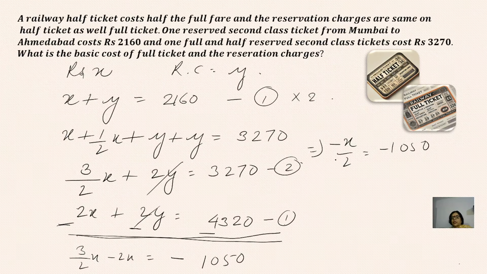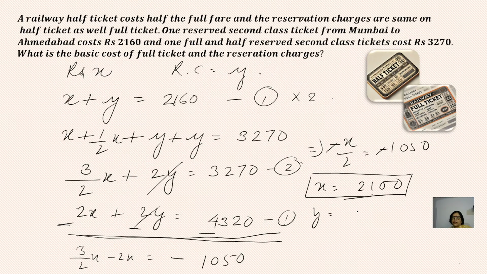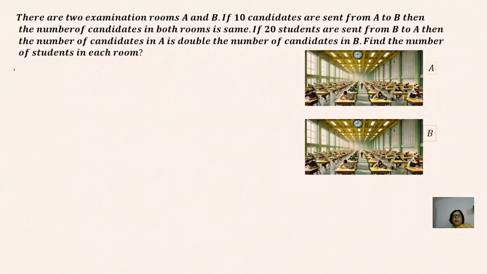So this is the left hand side. Eliminate the negative sign, so x becomes equal to 2100. 2100 is the basic charge. And the reservation charge will be rupees 60, because the total fare, as you can see, is 2160. So y is equal to 60. The reservation charge is 60 rupees. Here the important point is that the reservation charge has to be applied separately for the half ticket as well as the full ticket.